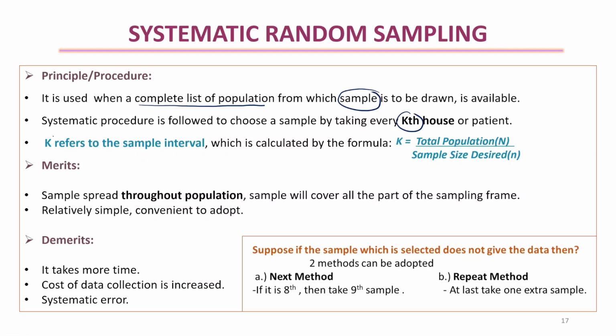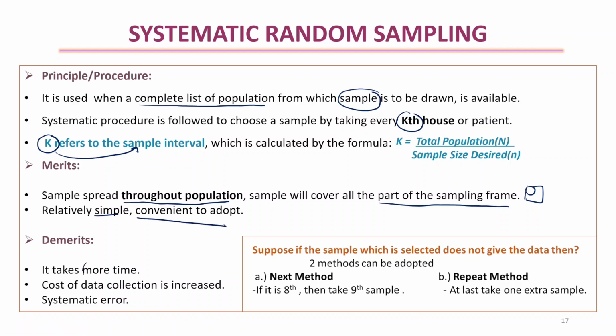What is K? K refers to the sampling interval, which is calculated by the formula: total population divided by sample size desired. Merits of this sampling: the sample is spread throughout the population. The sample will cover all the parts of the sampling frame and it will not be localized to one particular area, and it is relatively simple as well as convenient to adopt.